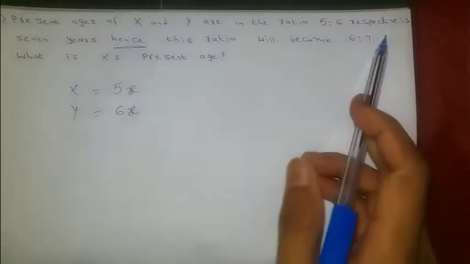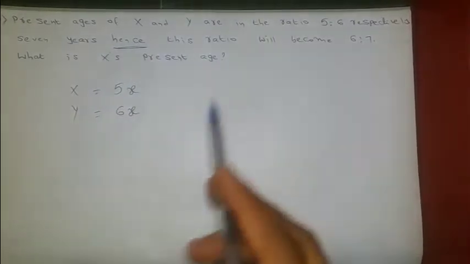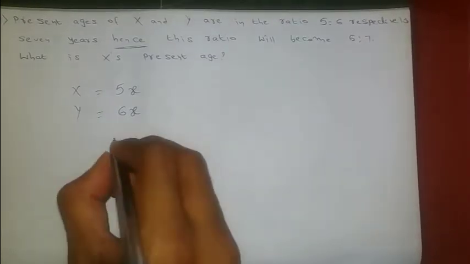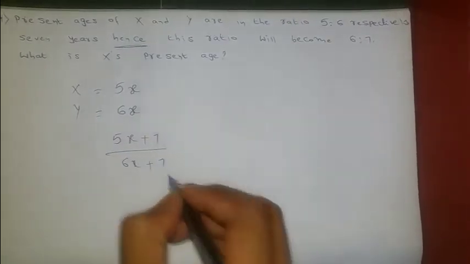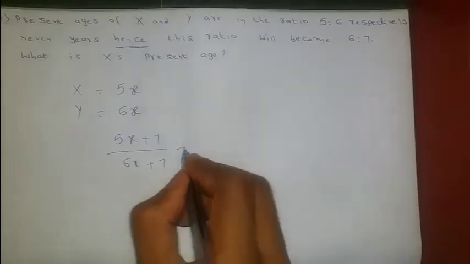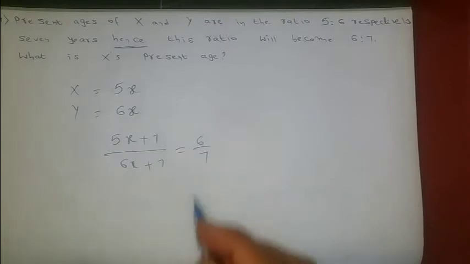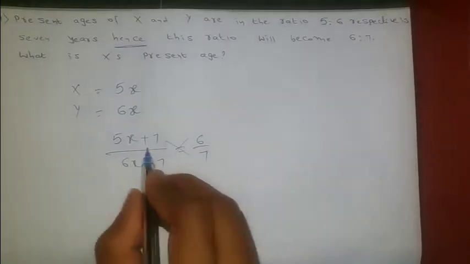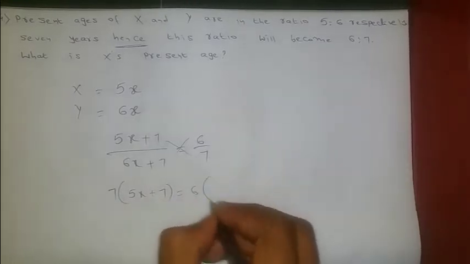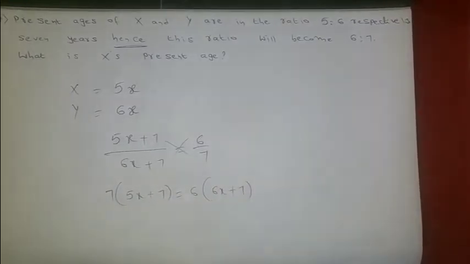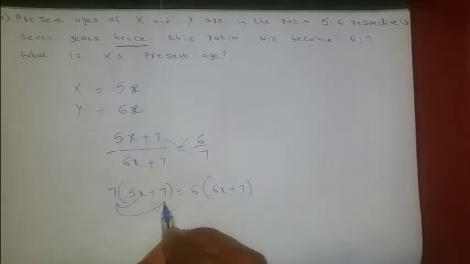Then after 7 years, the ratio will become 6:7. After 7 years, (5x + 7)/(6x + 7). They said ratio, so that's why I'm taking it as division. It is equal to 6:7, nothing but 6/7. If we cross multiply, 7 into (5x + 7) is equal to 6 into (6x + 7). Outer one into first one, outer one into second one.